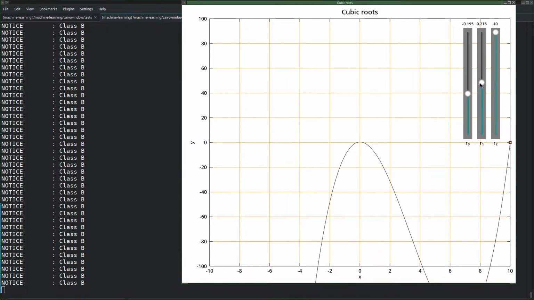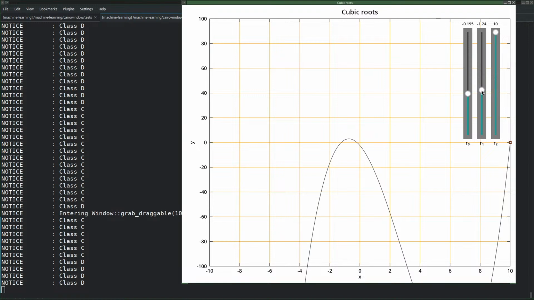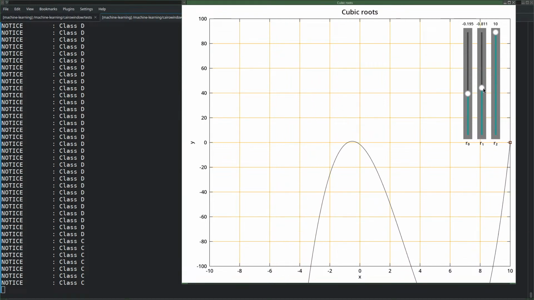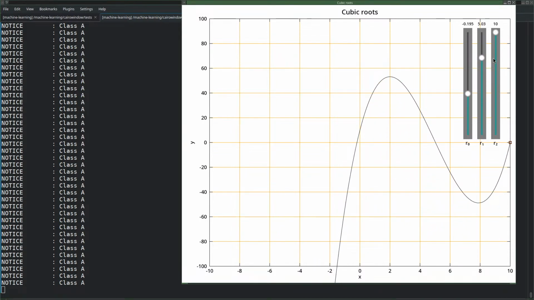Stays B. And now it switches to C, I think. Yep. And then at some point it becomes D, I think about here. Okay. Yeah, this is as expected.